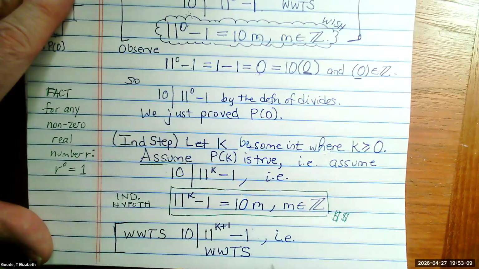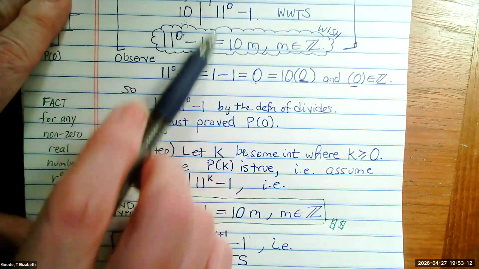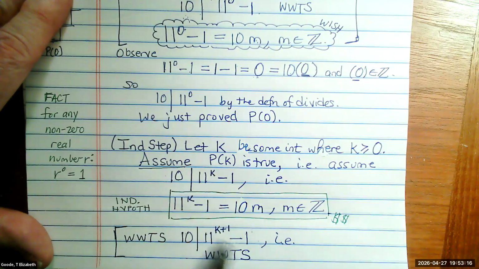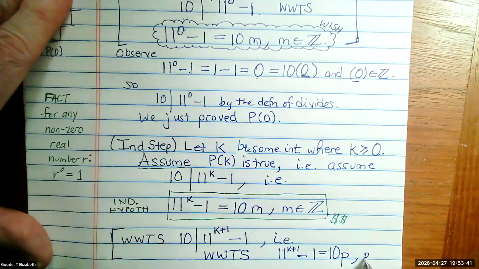You tell me. It's going to be like what we did here, and what we did here. And now we're looking at our wish again. So would it just be 11 to the K plus 1 minus 1 equals 10 P? I'll just use P.